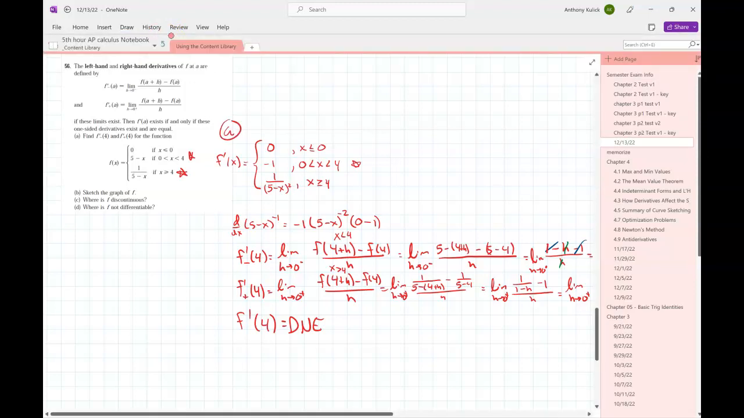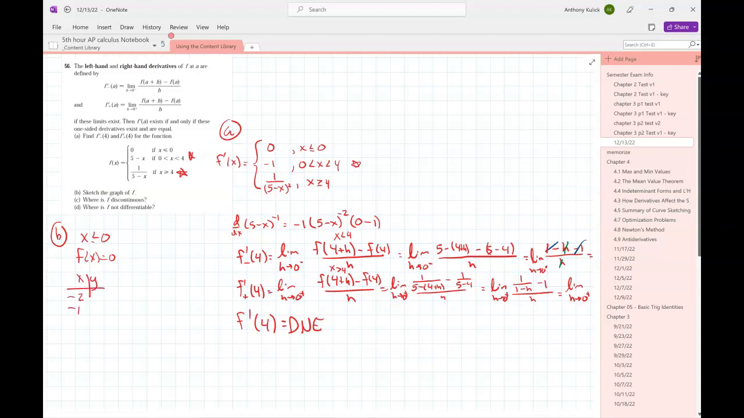Part B then asks us to sketch a graph of f. Well, for x less than 0, it's just f of x equals 0. So again, that's a horizontal line, so I don't really need anything for that. If you want to pick some values for x, you just get zeros.